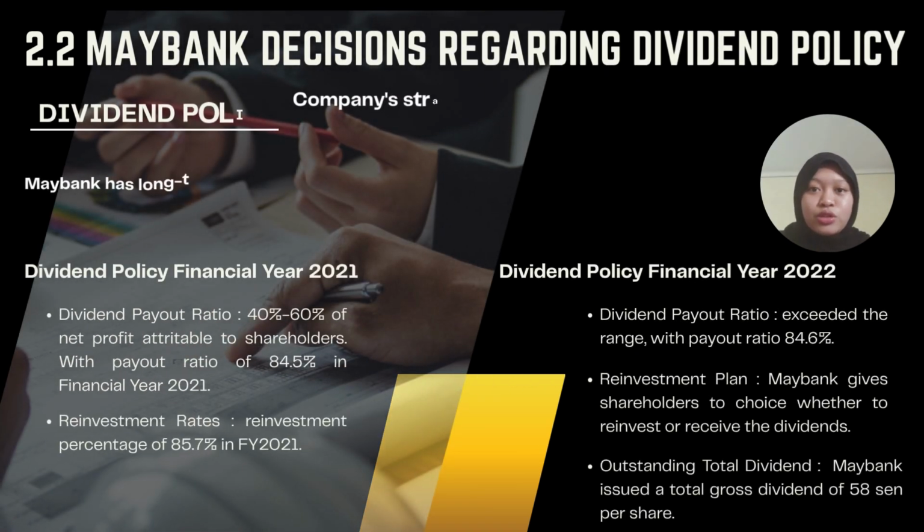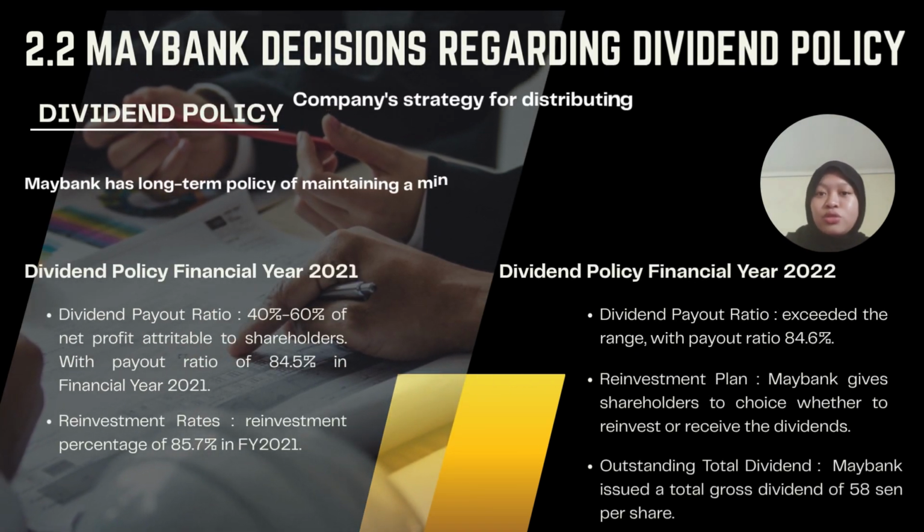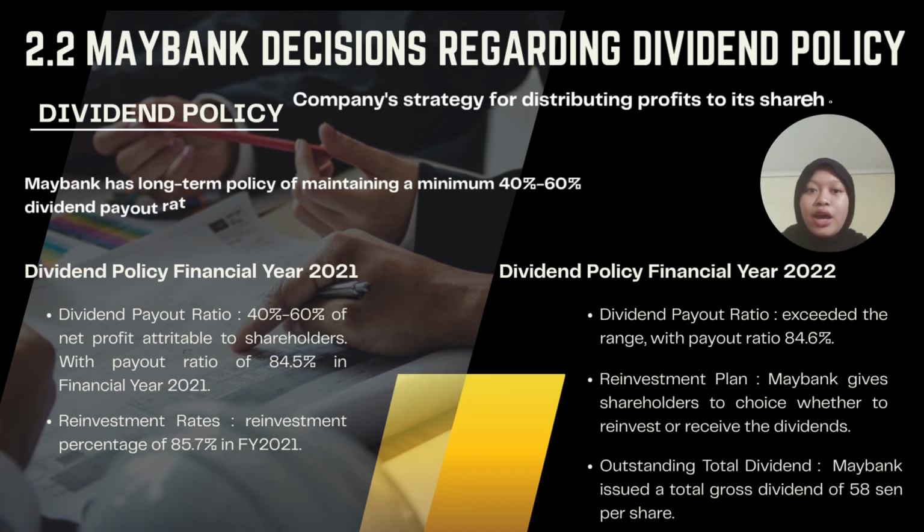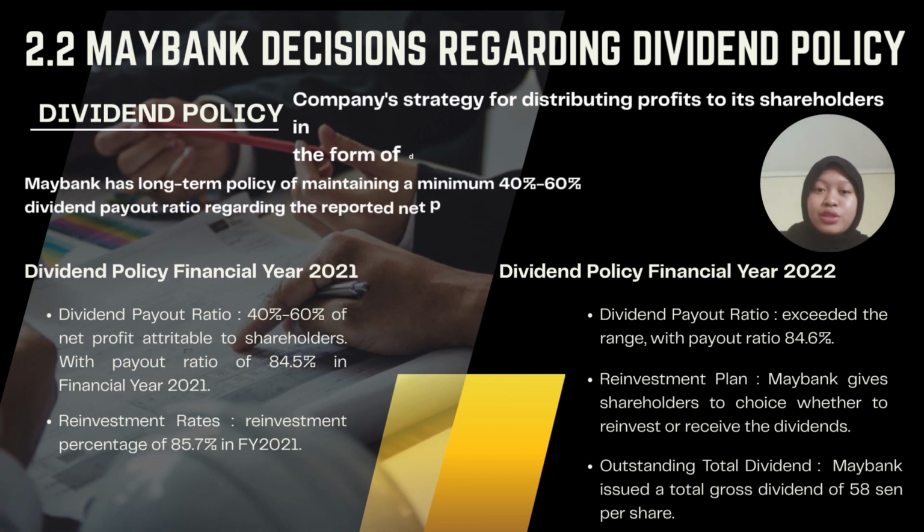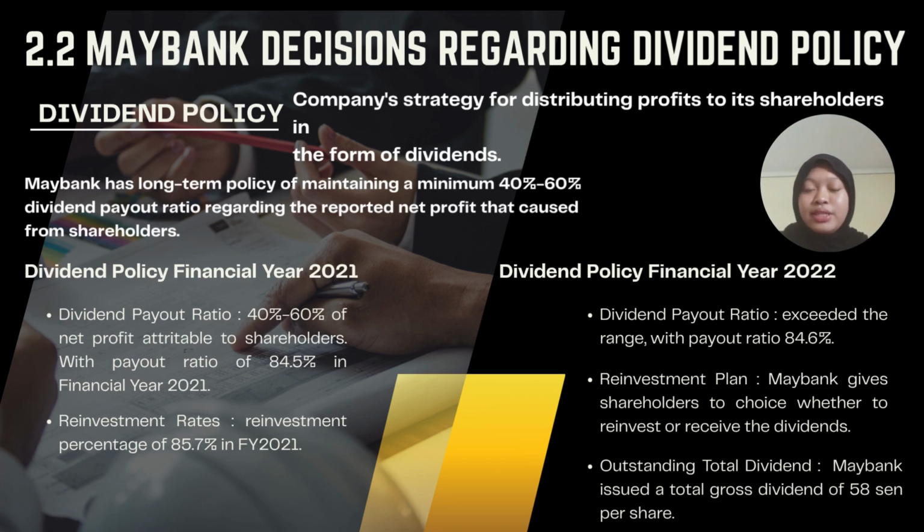Let's now take a closer look at Maybank's dividend policy for financial years 2031 and 2032. A dividend policy is a company's strategy for distributing profit to its shareholders. It determines how much of the earnings are paid out as dividends and how often these payments are made. This strategy balances between rewarding shareholders and reinvesting profit for future growth.